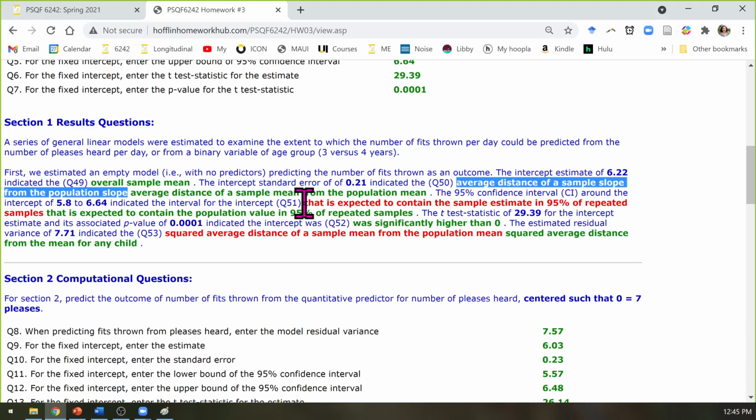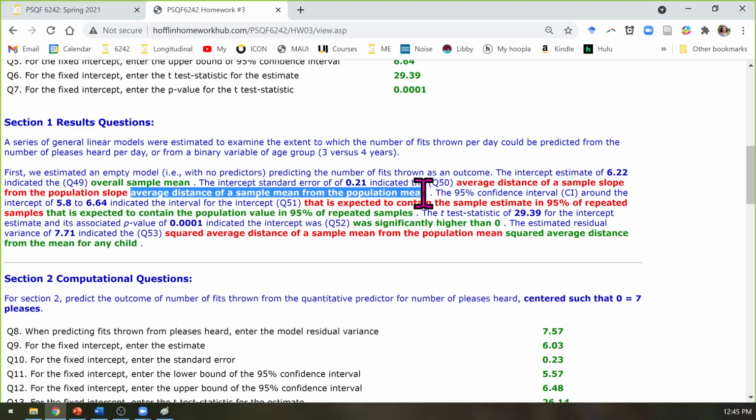So it's not talking about a slope, which is referring to a relationship. It's talking about a conditional value of an outcome. So the correct answer is right here: the average distance of a sample mean from the population mean. The intercept in an empty model is just the sample mean. So its standard error is the same thing that you learned as the standard error of the mean a couple months ago. It tells you on average how far off a sample mean is predicted to be from a population mean. It is a function of the standard deviation of the outcome and sample size.